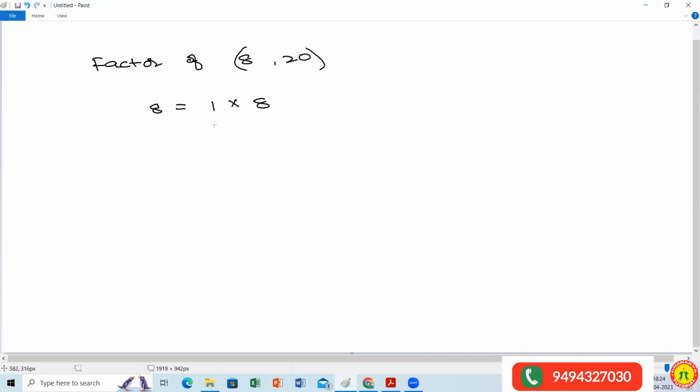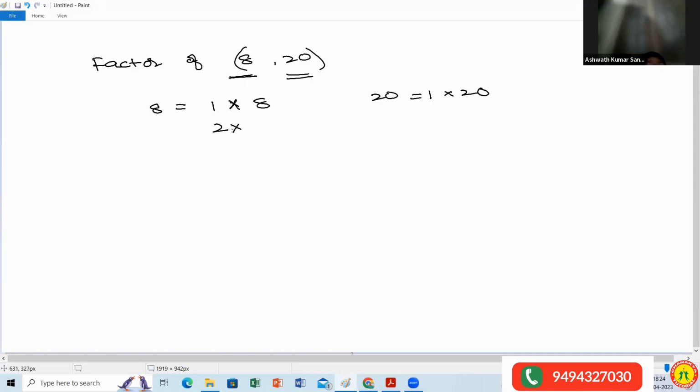So 1 eight is 8. So 1 and 8. Yes or no? For every number, what are the factors, children? 1 and the number itself are factors. Any number, if you take 8, if you take 20, the common factors include 1. Next, 2 and 4. Very good, 2 and 4.